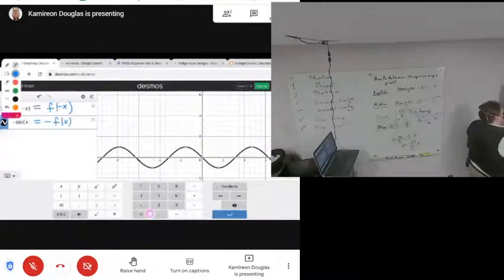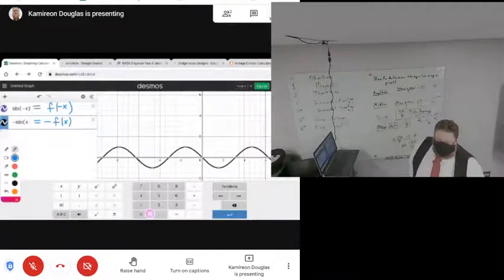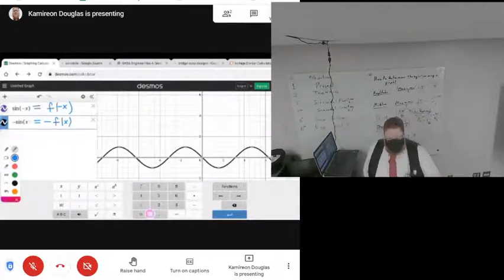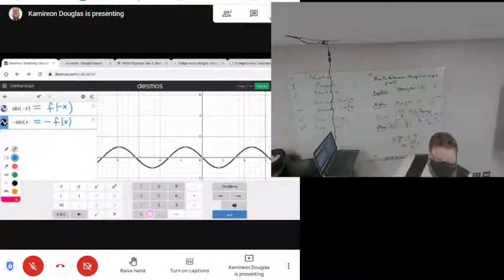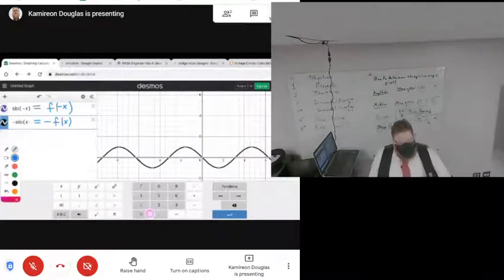Okay, so the odd ones where the negative doesn't matter. Odd ones where the negative moves. Even ones where the negative doesn't matter. The negative disappears. Okay, yeah. But that would make it different.